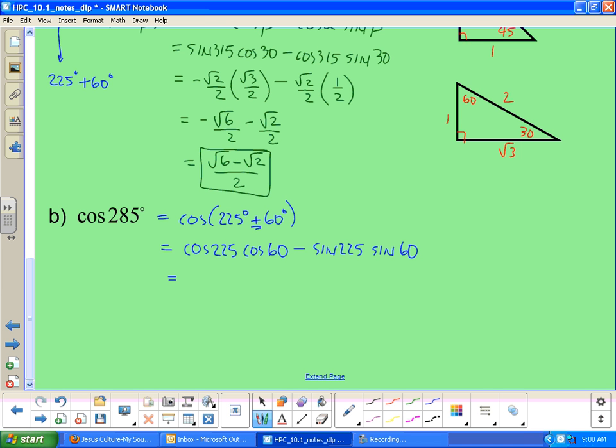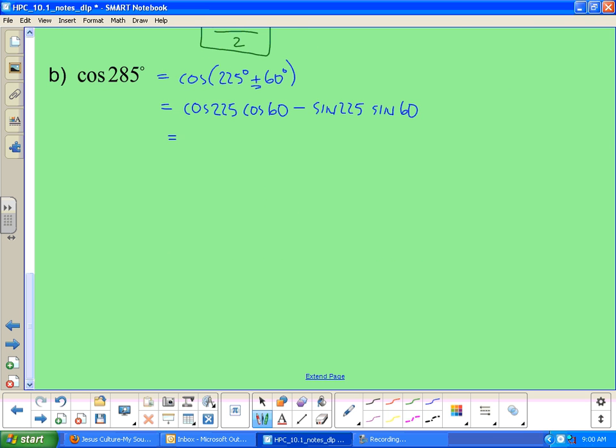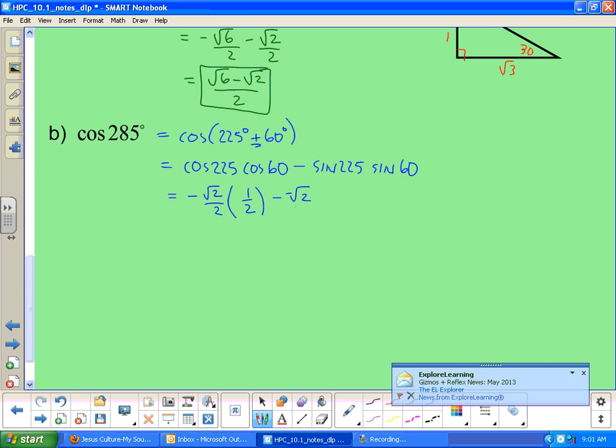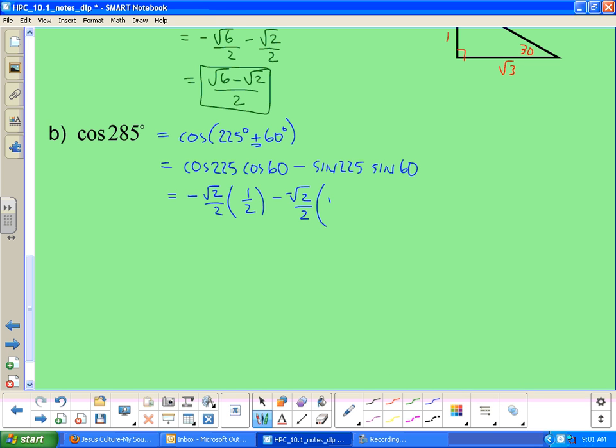Okay, 225 for cosine. That's 45 degrees in quadrant 3, where cosines are negative. So that's a negative root 2 over 2. Cosine of a 60 is 1 over 2 in quadrant 1. Sine of a 225, also in quadrant 3, is negative root 2 over 2. And sine of a 60 is root 3 over 2. So we do have some negative things going on right there. So that's going to be turning that into a plus.